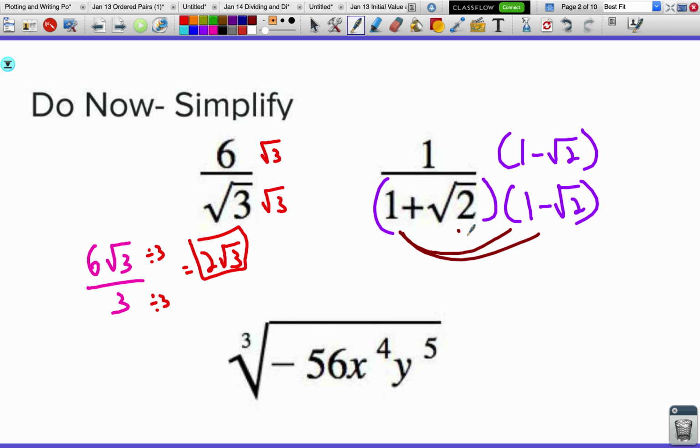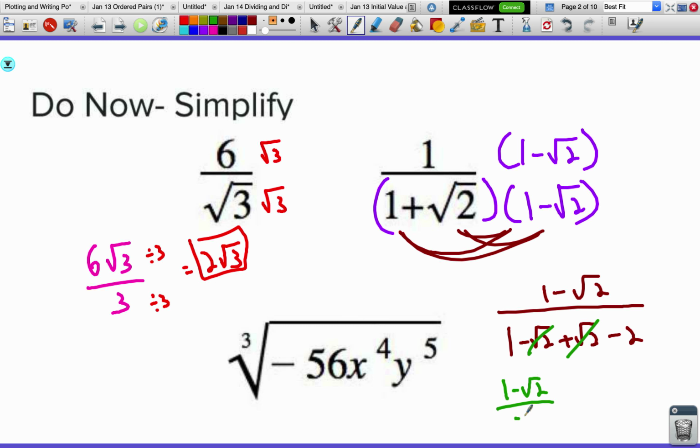Now we're going to FOIL on the bottom, and on the top, it's just going to be 1 minus root 2. But on the bottom, we'll get 1 times 1 is 1, minus root 2 plus root 2, and then square root of 2 times a negative square root of 2 becomes just a minus 2. All right, now these terms cancel out, and 1 minus 2 becomes just a negative 1. So I've got 1 minus root 2 all over negative 1. And then I'll distribute that division, and when you divide by negative 1, you just flip the sign, so this becomes negative 1 plus root 2.